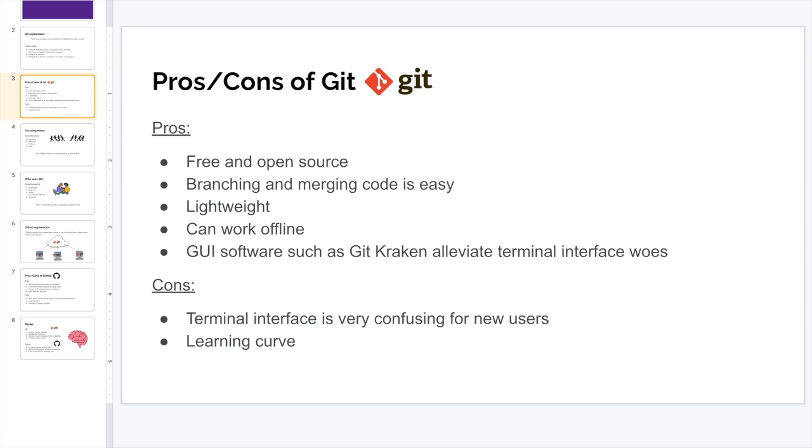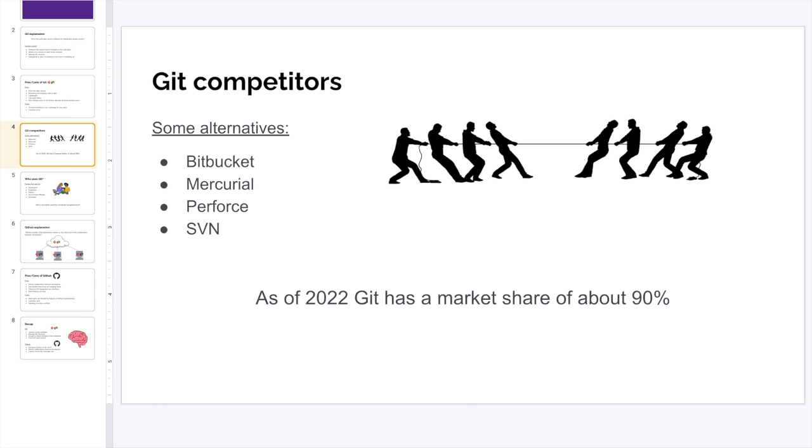But pretty much Git is the most popular version control around. Some of Git's competitors are companies like Bitbucket, Mercurial, Perforce, SVN. But Git, like I said, has the largest market share of any version control software out there. And as of 2022, Git has a market share around 90%. So it's not going anywhere. It's the most popular amongst developers. But developers are not the only people who use Git.